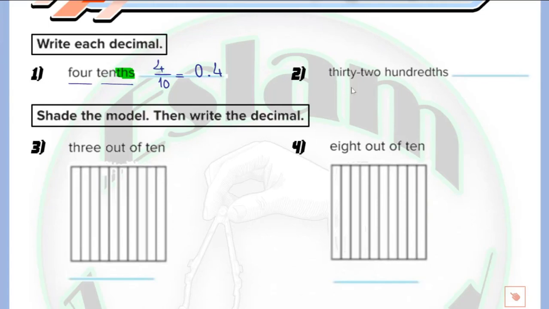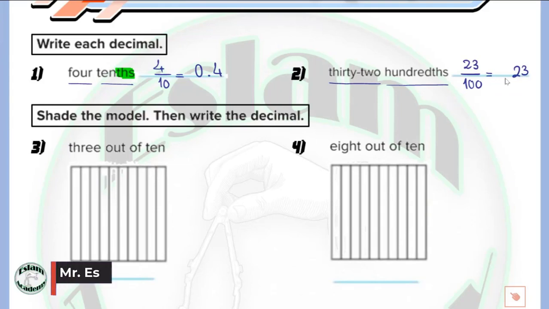In question number 2, we have 23 hundredths. We will divide it into two parts. The first part is 23, and the second part is 100. 23 will be written up as a numerator, and 100 will be written down. So we have here 23 over 100. Now we need to write it as a decimal. We just write 23. Because we have 100 down, it means we have 2 zeros, so we put the decimal point after 2 digits from the right. We just count 1, 2, then put the decimal point. So the answer will be equal to 0.23.